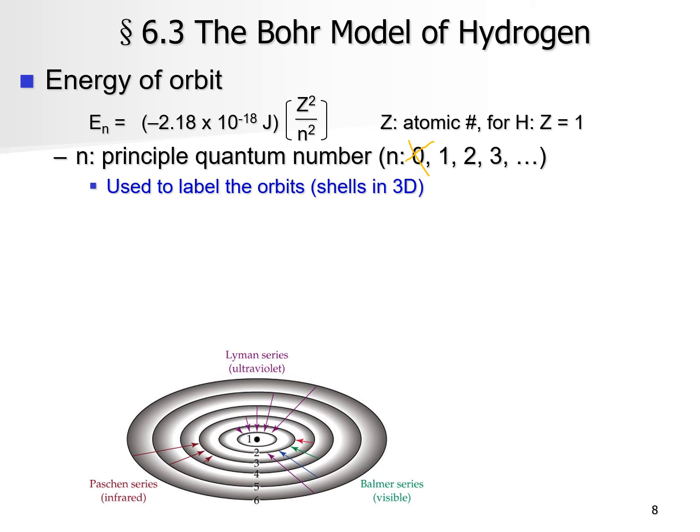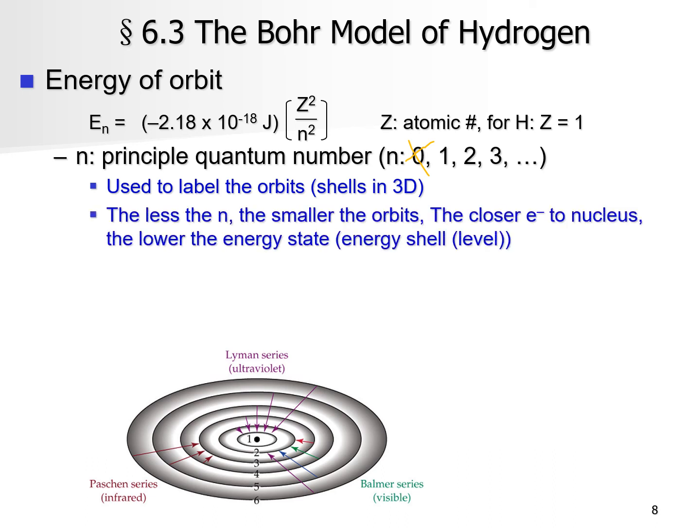Why do we prefer to call it a shell? Because remember, the electron moves in 3 dimensions. So in 3 dimensions, it's kind of like an eggshell in space, with various sizes, of course. And as shown in this picture, the smaller the value of n, the smaller the orbit. The smaller the orbit, the closer the electron is to the nucleus. The closer the electron is to the nucleus, the lower the energy state it is at.